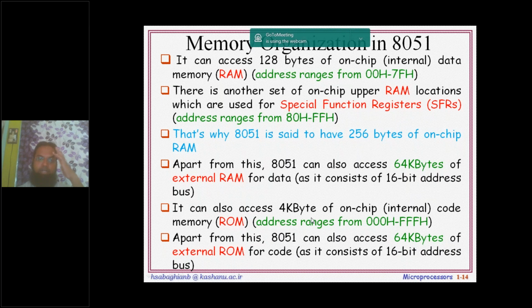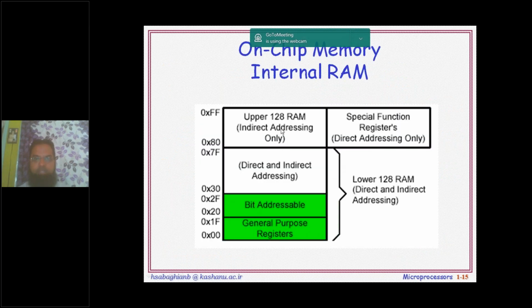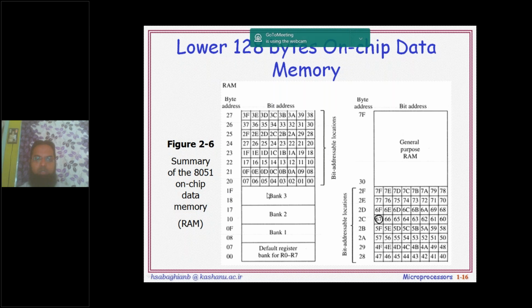So I discussed this one in the previous slides. This is 256 bytes of on-chip RAM. It is divided into upper 128 and lower 128 bytes. The lower 128 is further divided into 3 parts. Now see here, from 00 to 1F, these are all the registers of the 4 register banks. From 20 to 2F, these are all the bit addressable locations, and each bit of the register has a unique address. Using this address, you can change this bit.